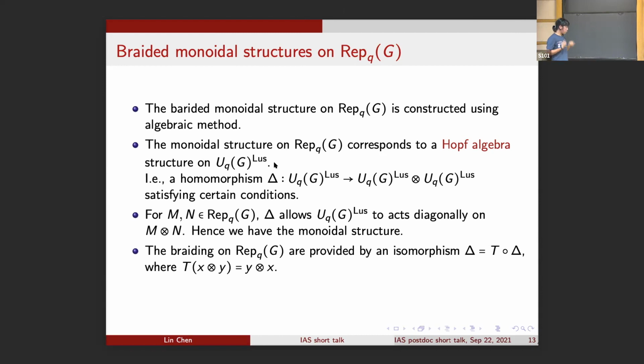And the braided monoidal structure, the braiding isomorphisms, are provided by, if you look up the definition online, an isomorphism. Here this T is just switching the two factors. Both this delta and this isomorphism are given by very explicit formulas. For instance, you can Google the R-matrix and you can see it.